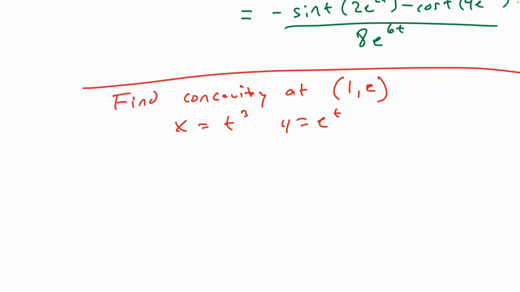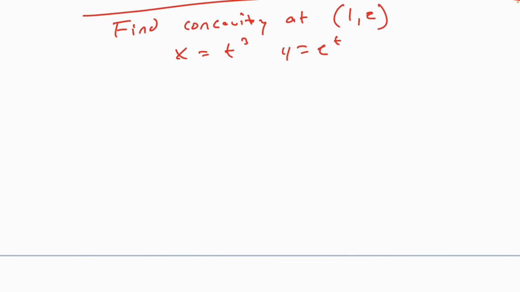So here we go. We need to find the first derivative. So dy/dx is the derivative of y with respect to t over the derivative of x with respect to t. So the derivative of y, e to the t, that's not too bad. That's just going to be e to the t.